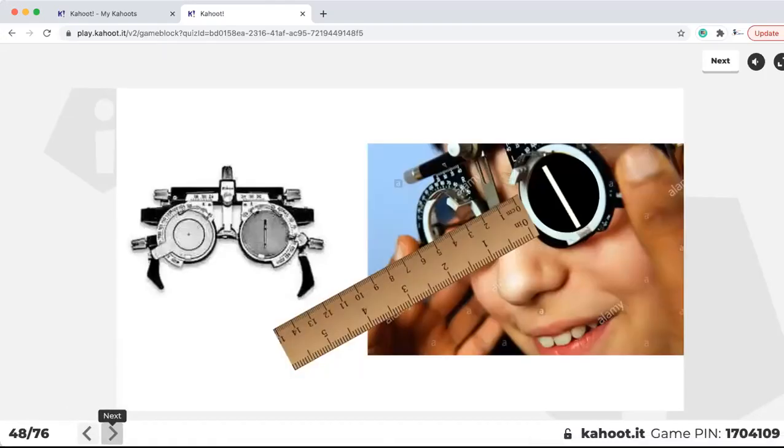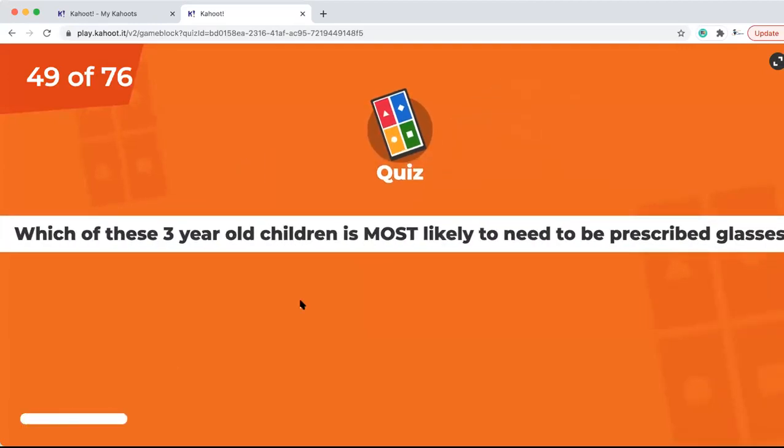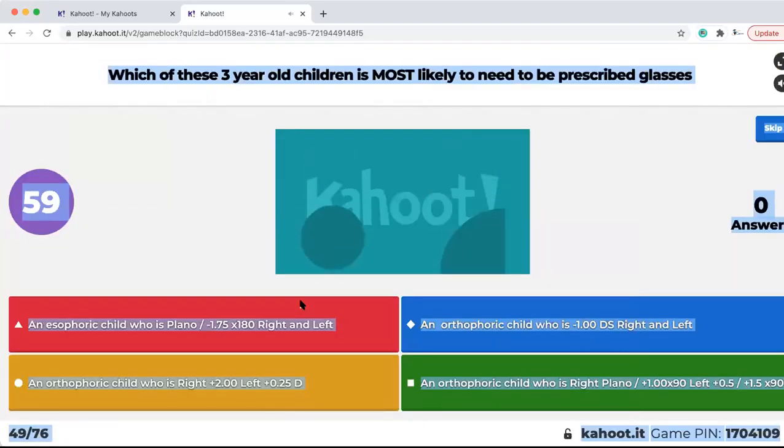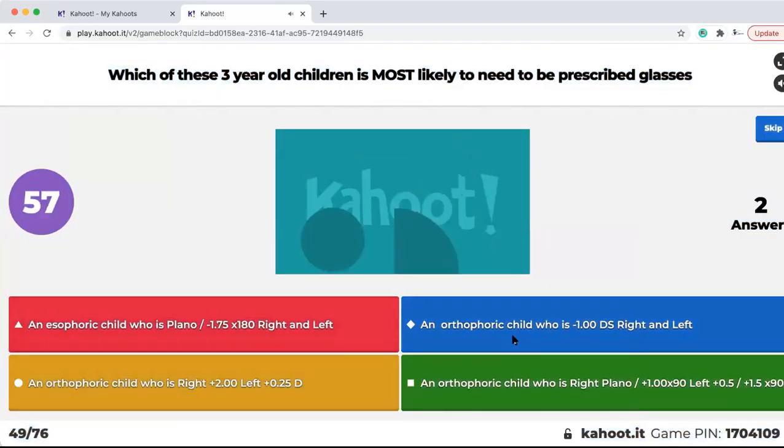So let me show you. Oops, sorry. This was just rapid. Okay, you will find it in the notes.